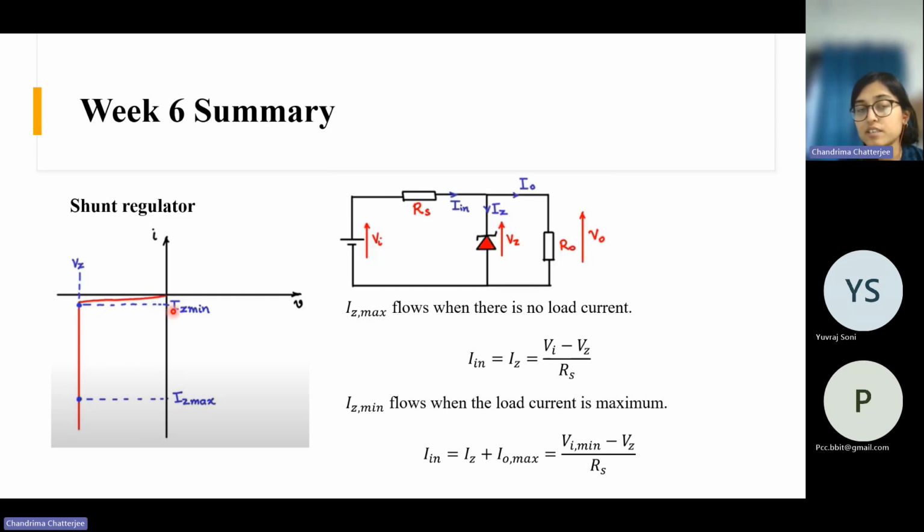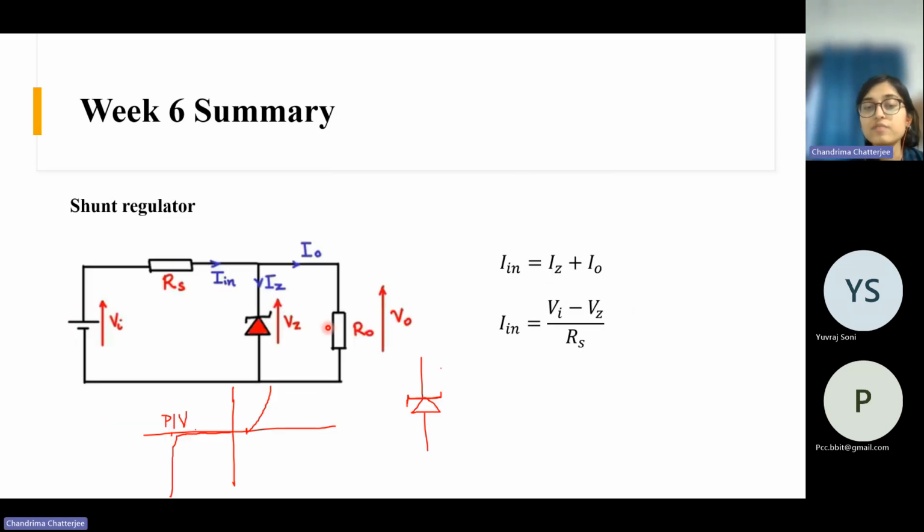But here some minimum current must flow through it to enter the breakdown region. Some minimum amount of current should be there, otherwise it will not enter the breakdown region. But from this point to this point, it is maintaining a constant voltage. So that's why for regulating the output voltage, a Zener diode is a good option because it can maintain a constant value across it. And we have our load resistor across this Zener diode. So what will be the equations of the circuit?